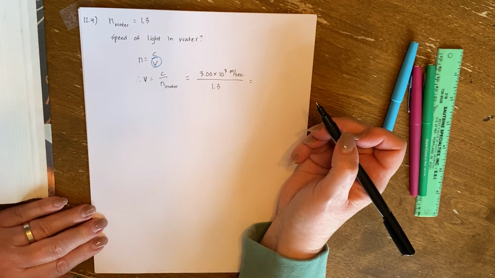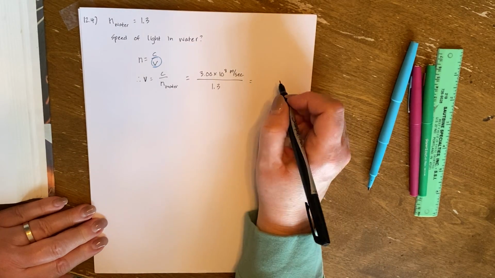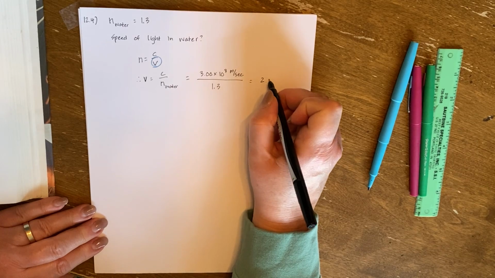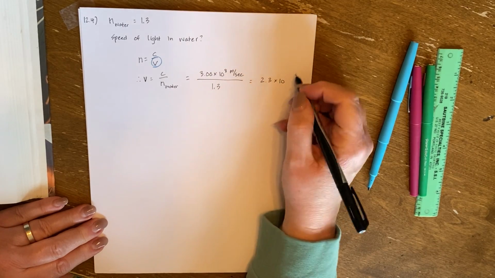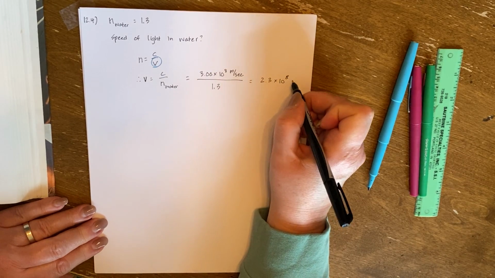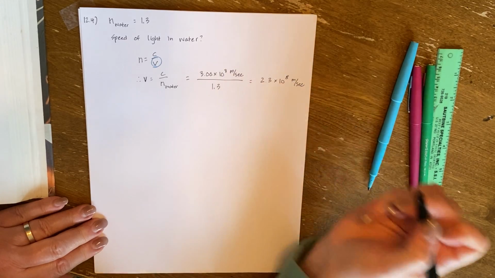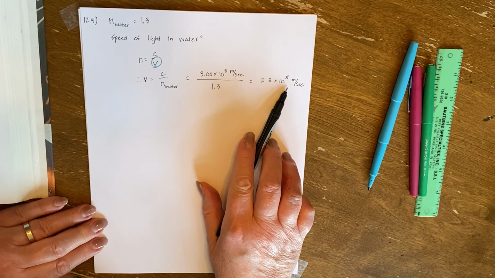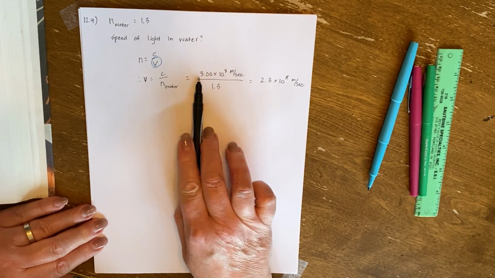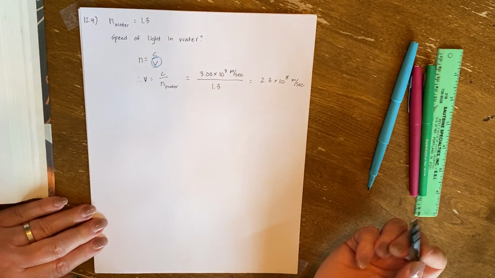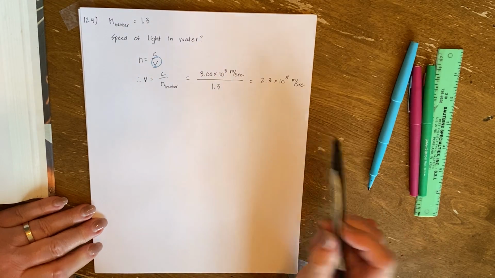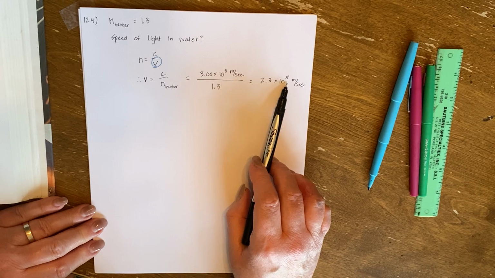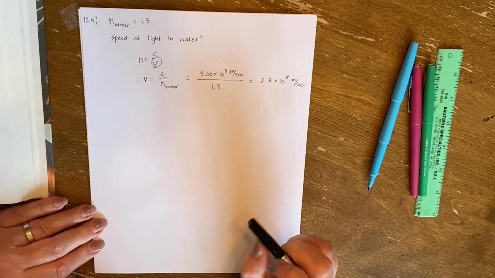If I do that math out, I end up with 2.3 times 10 to the 8 meters per second. So the speed of light in water is 2.3 times 10 to the 8 meters per second, which is slower than the speed of light in a vacuum, which is what we would expect, because obviously water is more dense than air.